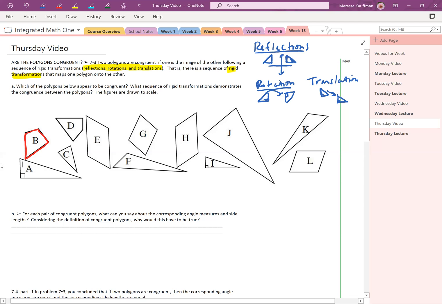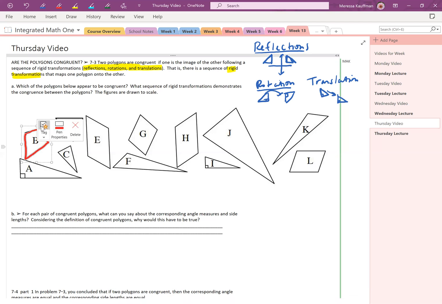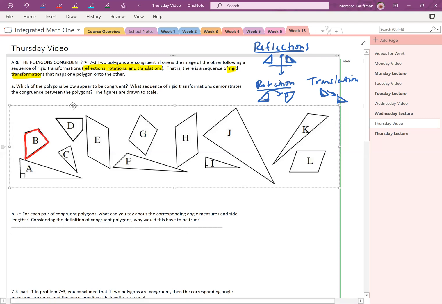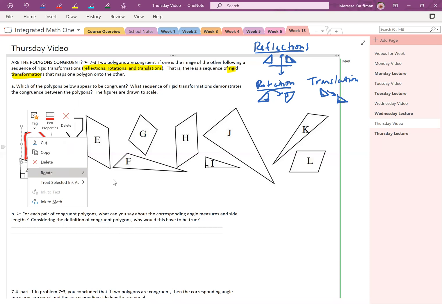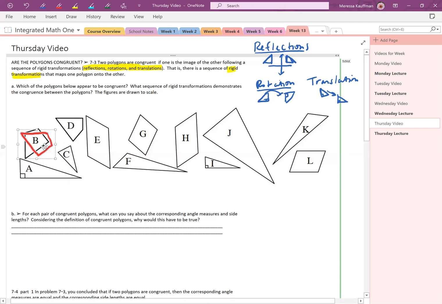So here I have the shape B. And I think that my shape B is the same as, or congruent to, shape D. And I think it's going to be a rotation. I'm going to rotate this around, so let me click on the actual shape. All right. I'm going to rotate this around a certain number of degrees. Let's hit rotate. Let me rotate at 90 degrees. And when I do that, that lines up pretty nicely, huh? Considering my drawing was a little crude.